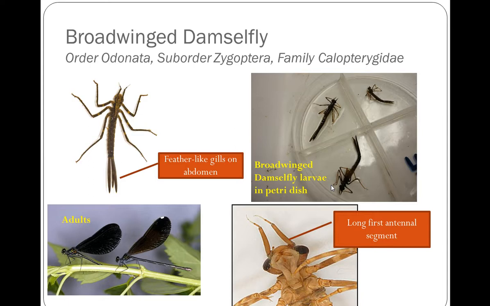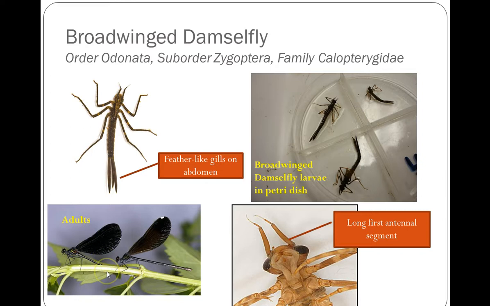This is what the broad-winged look like in a petri dish, a long, narrow larva. If we look a little bit closer, you can see those feather-like gills that set it apart as a damselfly. And if we look even closer, we see the defining characteristic for a broad-winged damselfly is the elongated first antennal segment. That segment is longer than the rest of the segments on the antenna. That's a great way to tell them apart. Overall, the broad-winged damselfly larva is usually the longest and skinniest of the damselfly larvae.